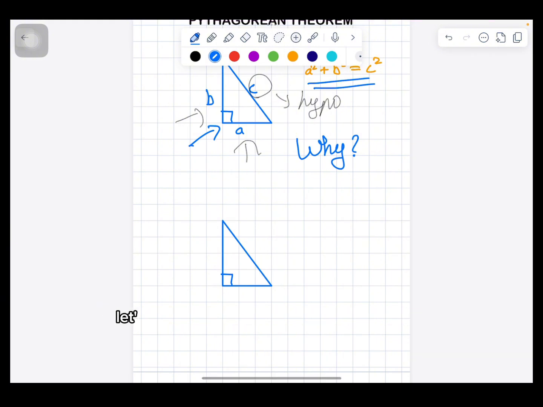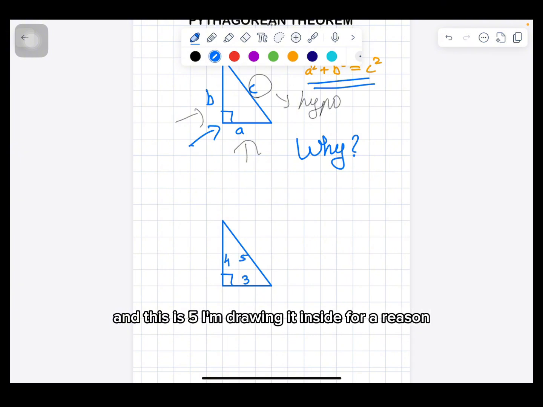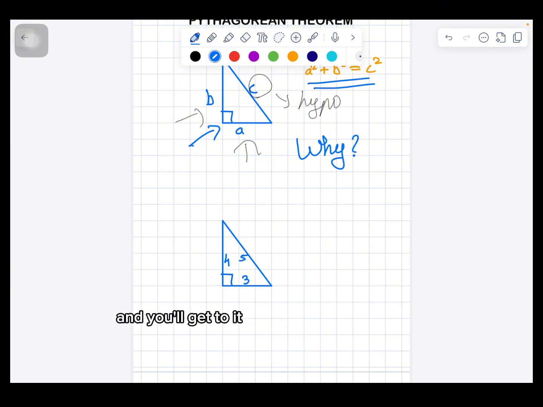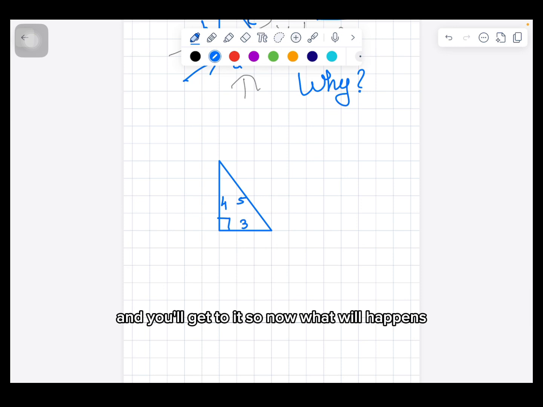Firstly, let's give this right angle triangle some sides. So assume this is side 3, this is 4, and this is 5. I'm drawing it inside for a reason, and you'll get to it. Now, the Pythagorean guy, or whoever it is, because we really don't matter, how did he prove it basically?